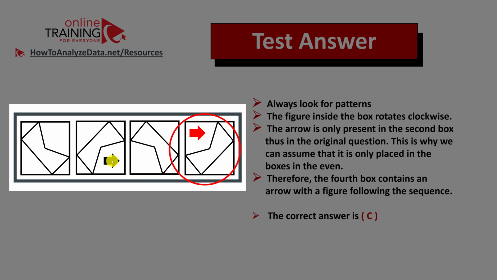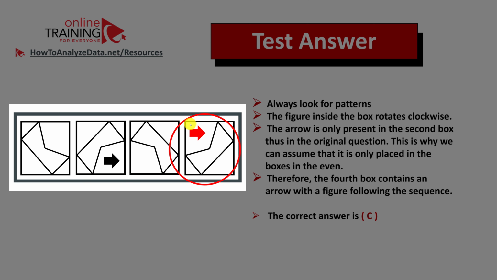There is also a pattern of arrows. You see that box number 2 has the arrow pointing to the right, and boxes 1 and 3 do not have this arrow. So the arrow is only present in the 2nd box. In the original question, the arrow is only present in the 2nd box. We can logically assume that it is only placed in the boxes that are even.